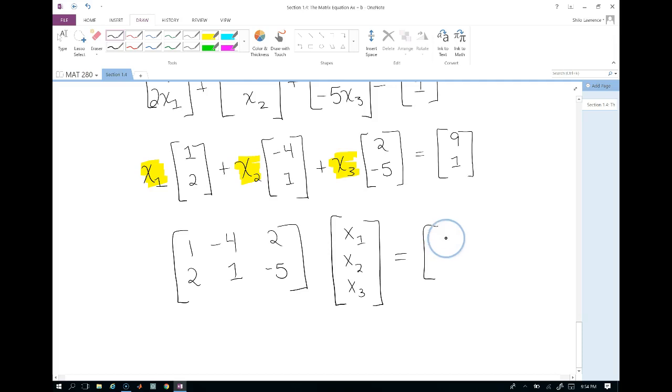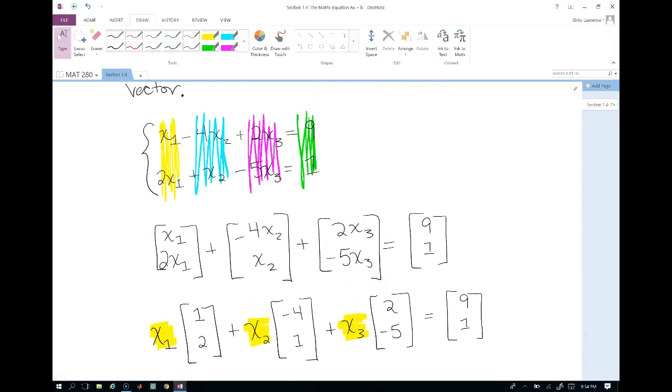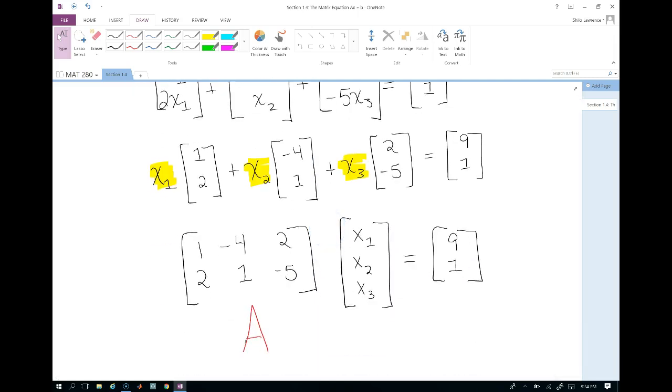And this is equal to 9, 1. So what we have here is A. That's a coefficient matrix. If you compare this with what we started with when it was just written as a system of algebraic equations, these are exactly the coefficients we had on x1, x2, x3. And then we've got our variable vector, and they got multiplied together, and that's equal to our constants, our solutions, which is our b vector.